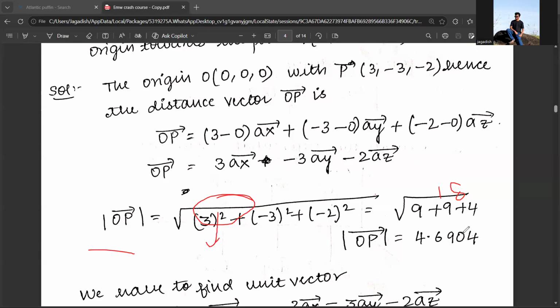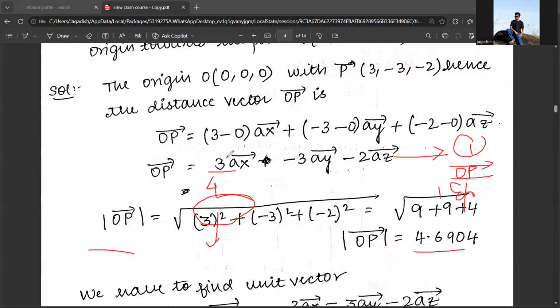Yes, sir. Okay. Now what I told you, to get the unit vector, we already saw the formula, that is OP divided by the magnitude of OP. So 3 divided by 4.6904, tell me what comes. See equation 1, whatever you have got, the first equation, and the second, the magnitude. So according to the unit vector formula, that is OP divided by magnitude of OP.